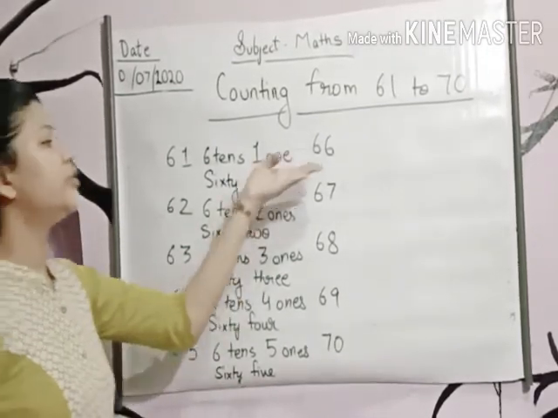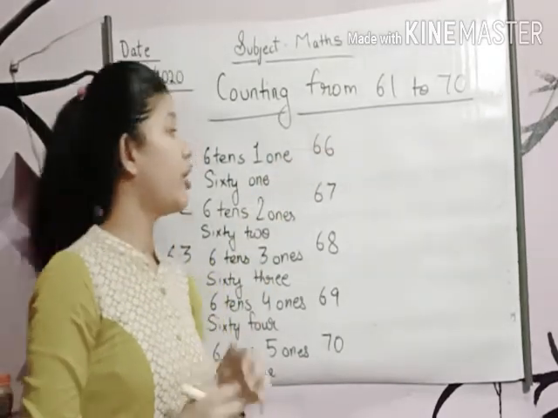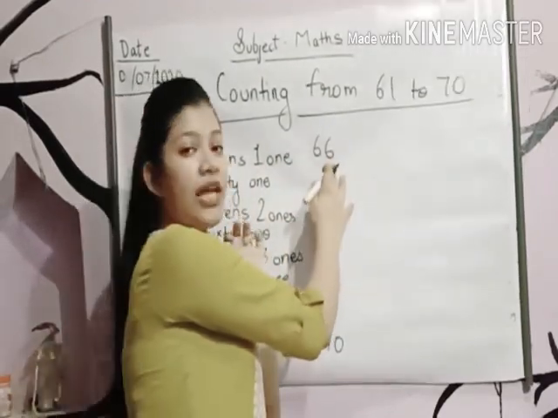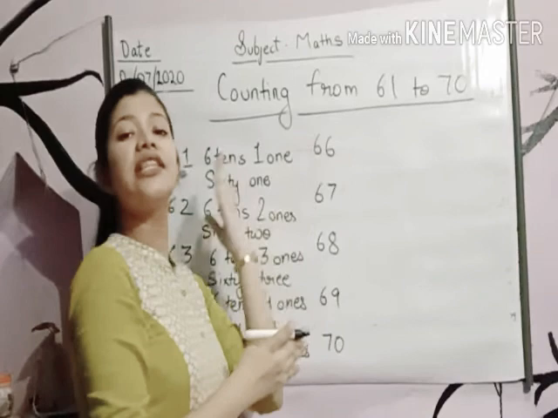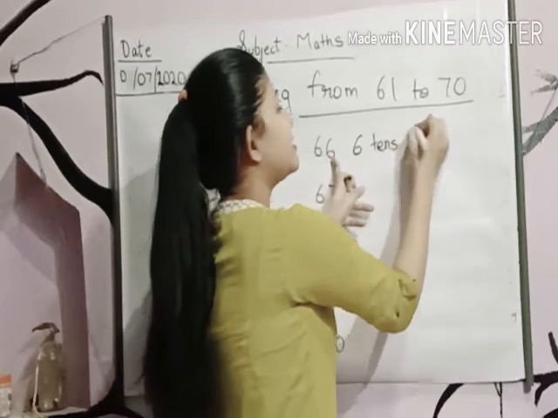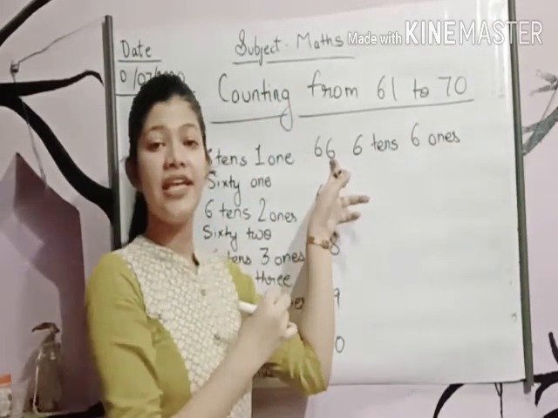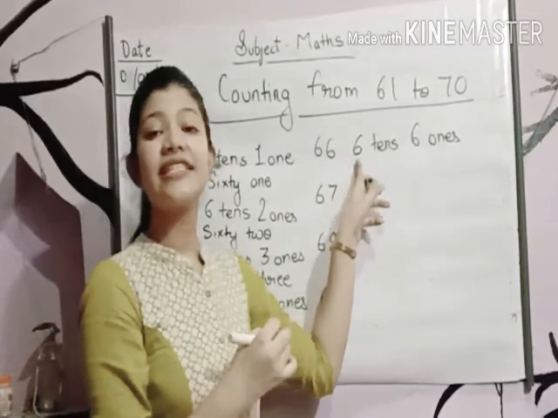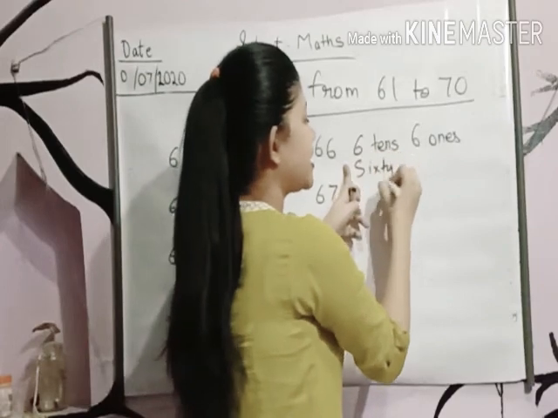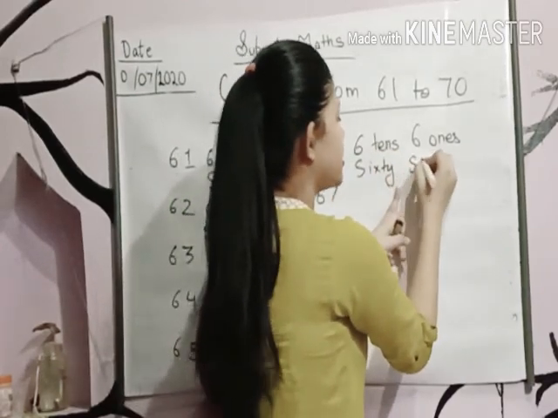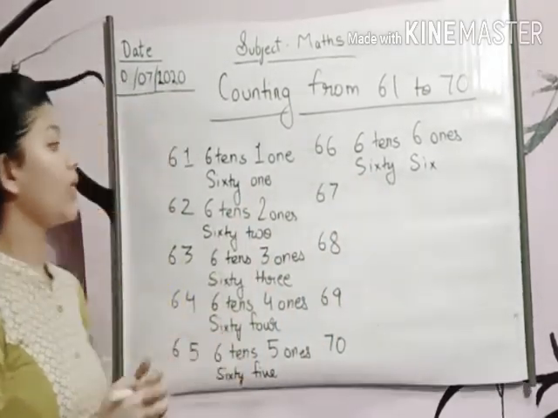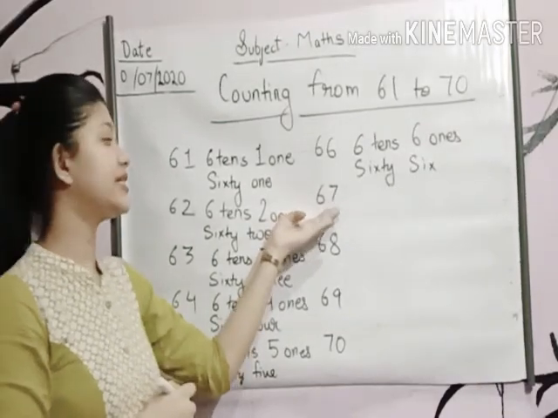Clear? Now let's come to the next number, that is 66. Okay, now in number 66, the right hand side 6 is placed at the ones place and the left hand side 6 will be placed at the tens place. So we will write 6 tens, 6 ones, which will be called 66. We know that 6 tens is equal to 60 and 6 ones is equal to 6. So this number will be called 66. Okay. Now let's come to the next number, that is 67.